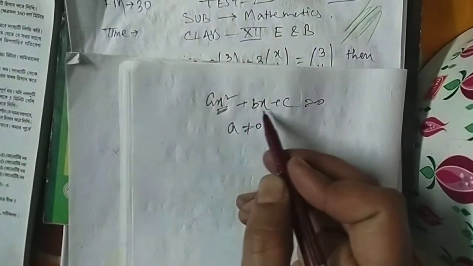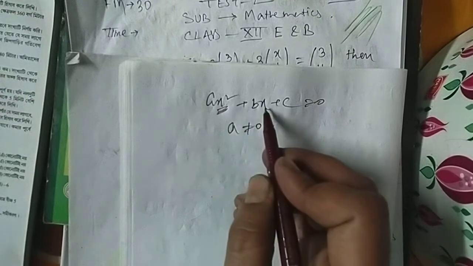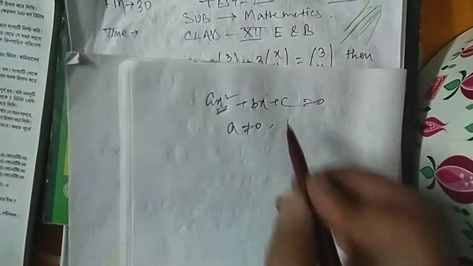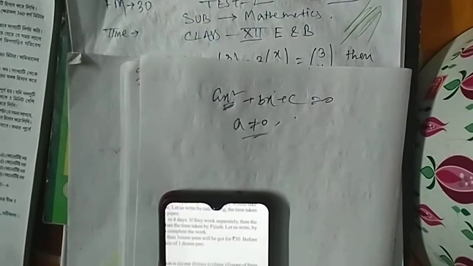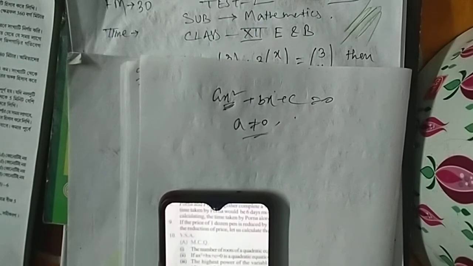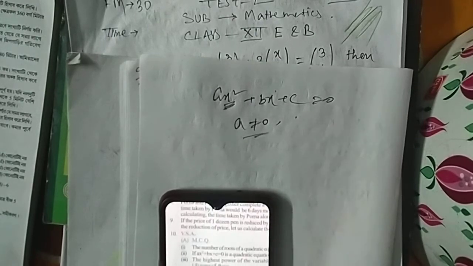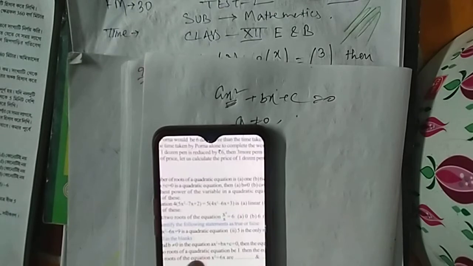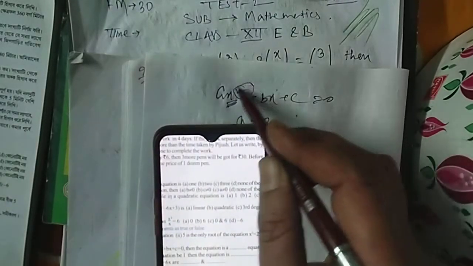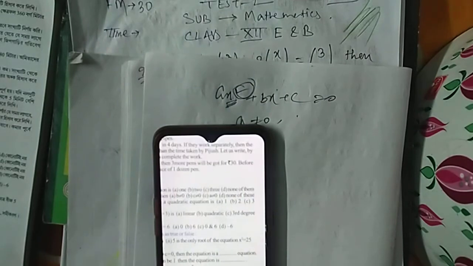Then the equation reduces to a linear equation. That means here the power of x will be 1 when x square is vanished. Therefore it will be a quadratic equation when a is not equal to 0. So that is option C. Now question number 3 is: the highest power of the variable in a quadratic equation is. Everyone knows that the highest power of the variable in a quadratic equation is 2. So it will be option B.